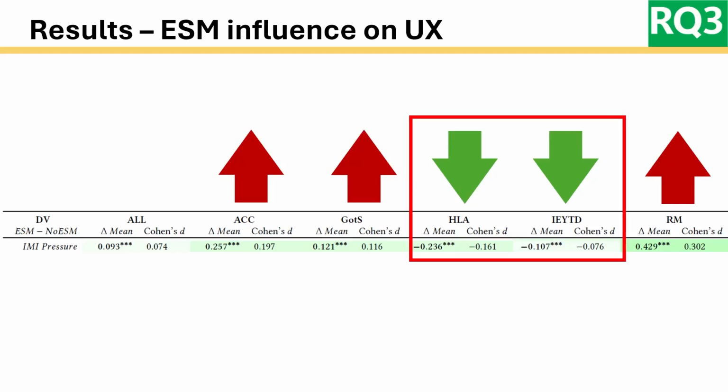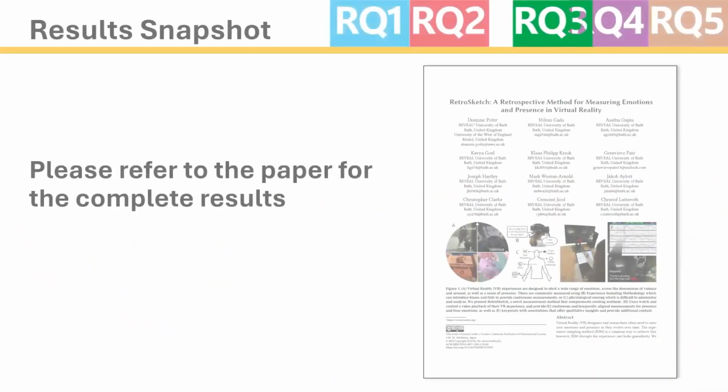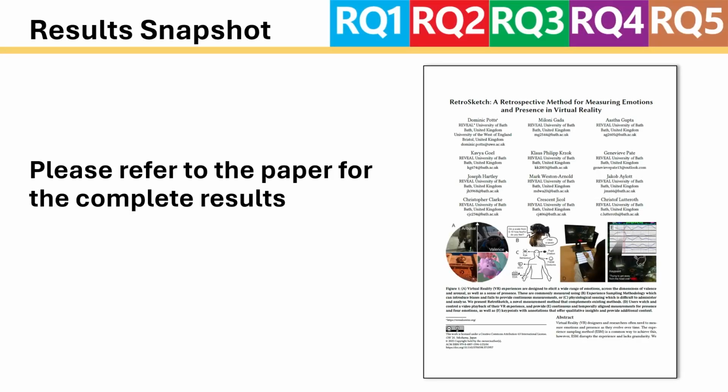So the takeaway here is that ESM does in fact influence the VR experience, but in many small yet unpredictable ways that are contingent on the VR experience. And sometimes the effect can be larger. For example, in Red Matter we see a slightly larger effect for more measures compared to the other games. This was just a snapshot and just scratches the surface of the results, but please refer to the paper for more details.